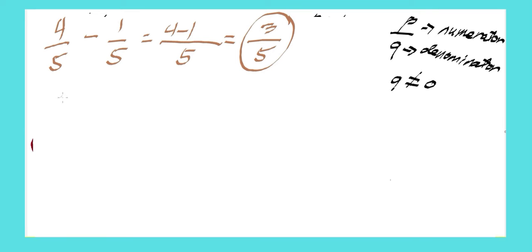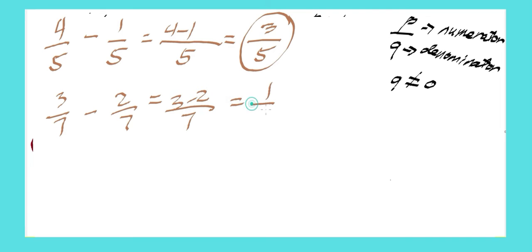Another one. 3/7 minus 2/7. Because their denominator is just the same, you're just going to copy it. 3 minus 2 is the numerator, so that will give you 1 over 7. As simple as that.